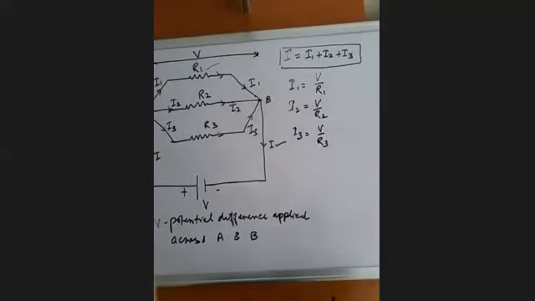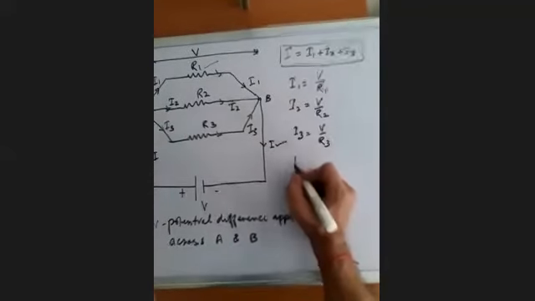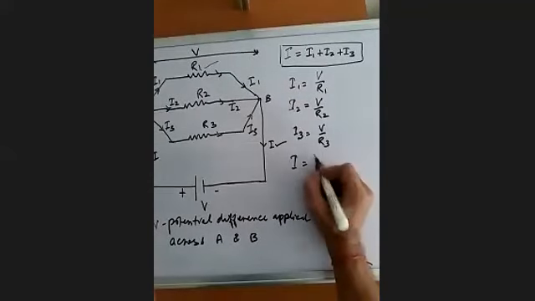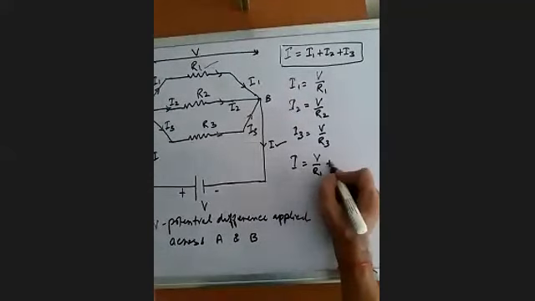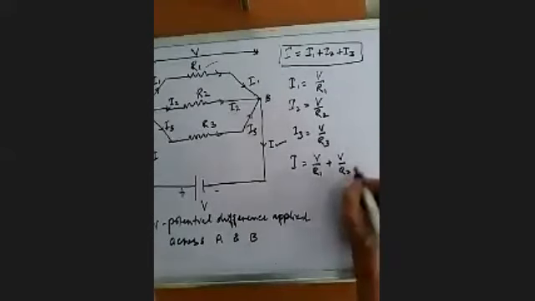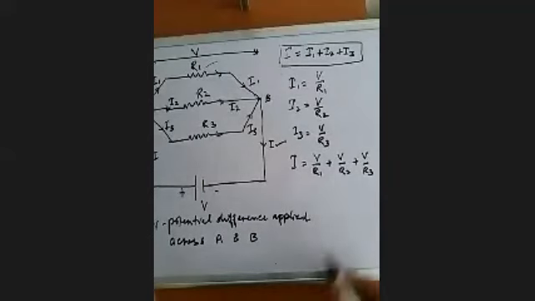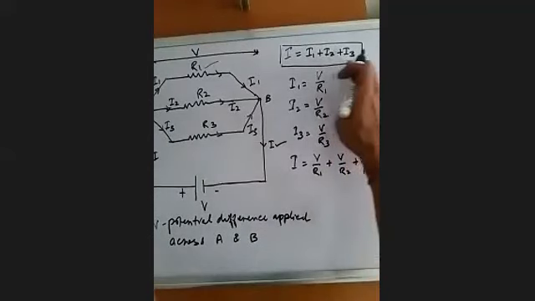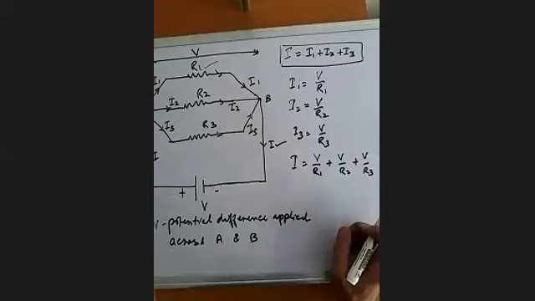Okay, so we got this value. Now we can write down I will be equal to, putting these values, V upon R1 plus V upon R2 plus V upon R3. Okay, we have just put these values of I1, I2, I3 in this relation.